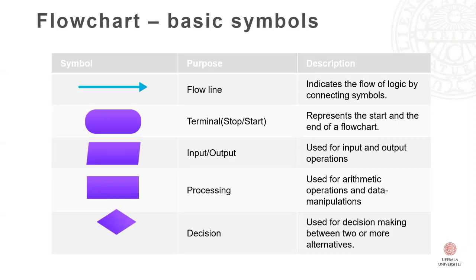Rectangles are used to show processing. For example, doing addition, subtraction, multiplication is put in these shapes. And finally, we use a diamond to show decision. For example, does something hold or not? Do we want to take this path or that path?